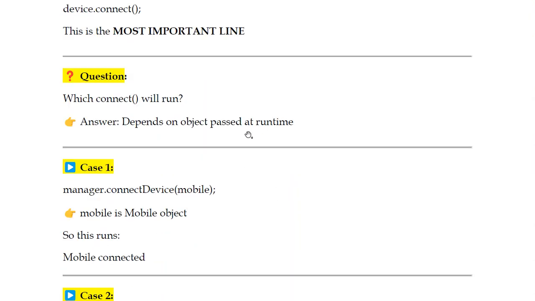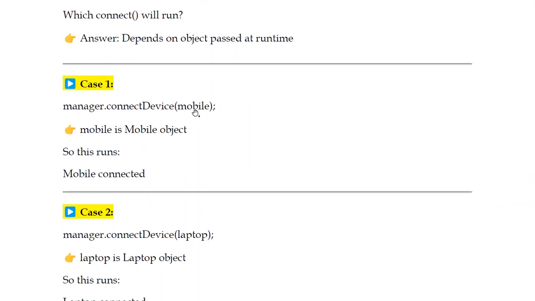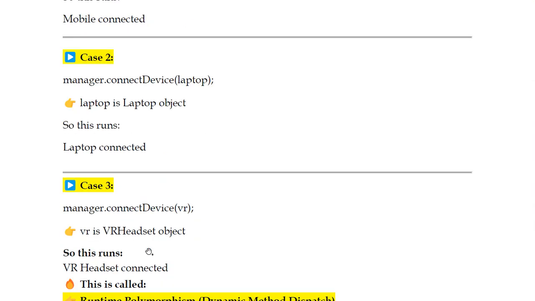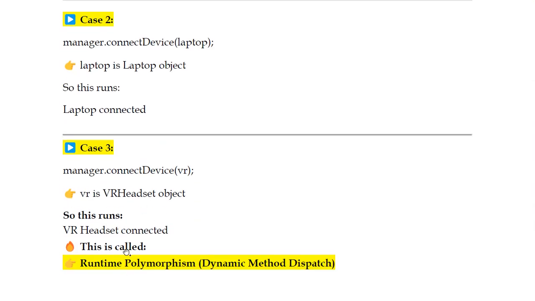At runtime, if I'm passing a mobile phone, a laptop, or a tablet, the connect method will execute based on that. So in case one, if I'm passing the mobile, the mobile class method will be executed. Laptop means the laptop method will be executed. VR headset means the VR headset method. That's why we call it runtime polymorphism, dynamic method dispatch. We are deciding here which method should execute.